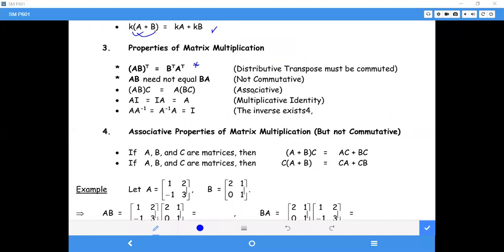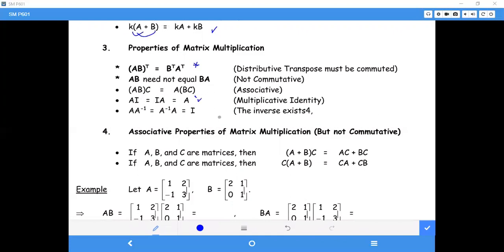Associative, yeah, associative. I tell you, chain the group, right? Chain the group, associate with new people. Chain the group, easy. You can chain the group. A times I times A is equal to A because you multiply with identity. This I is the identity matrix. It works like number one. Number one times anything, or anything times number one, is that same number.